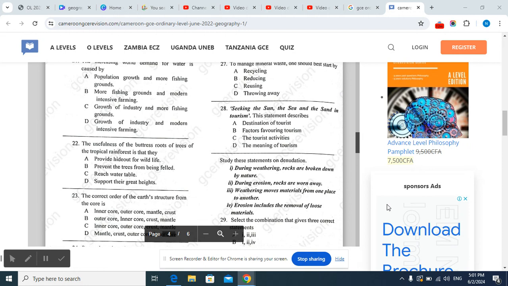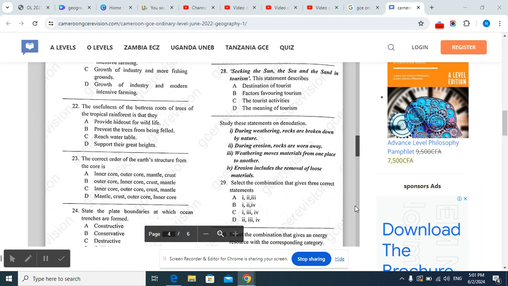Number 23. The correct order of the Earth's structure from the core is... The answer is A.